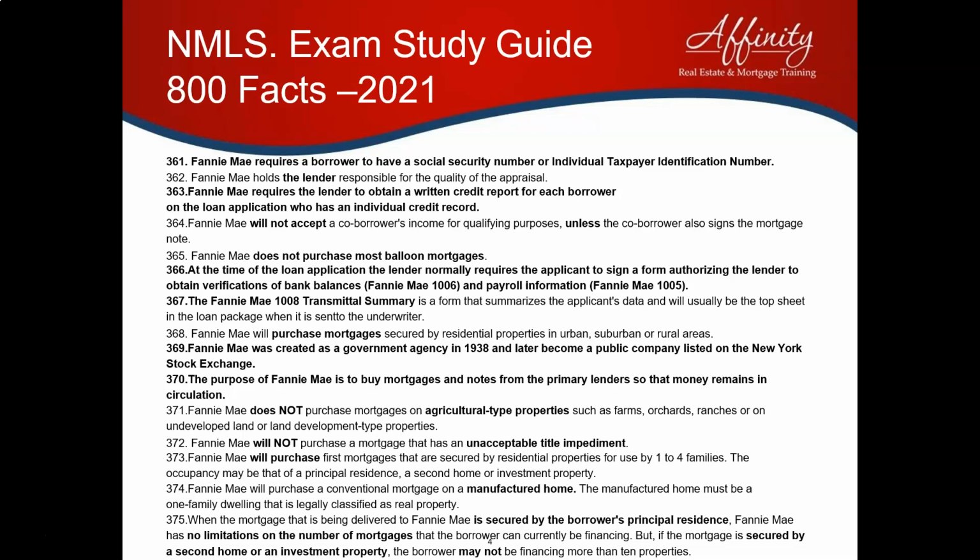Fannie Mae will purchase a conventional mortgage on a manufactured home. The manufactured home must be a one-family dwelling that is legally classified as real property. When the mortgage that is being delivered to Fannie Mae is secured by the borrower's principal residence, Fannie Mae has no limitation on the number of mortgages that the borrower can currently be financing. But if the mortgage is secured by a second home or an investment property, the borrower may not be financing more than 10 properties.